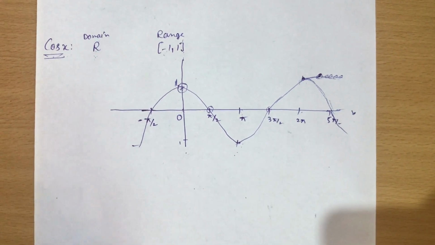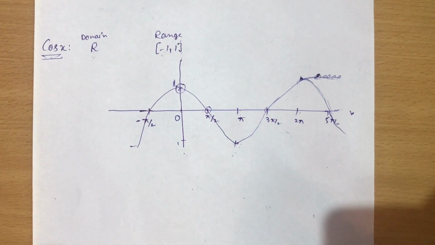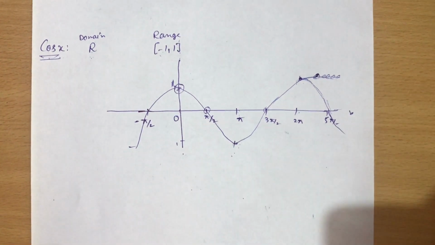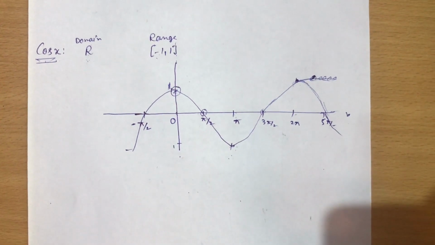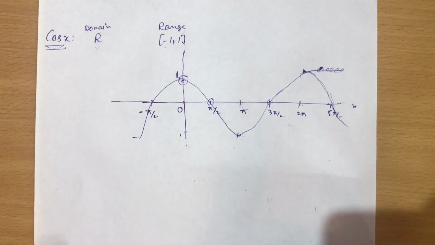Your cos 0, cos 2π, cos 4π, all equal to what? This all equals 1. And students, clearly this is not a bijective function. So again you have to restrict the domain and range of the function. Now we talk about a particular span.